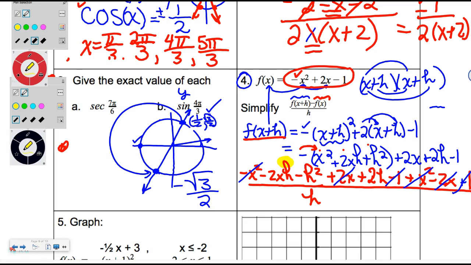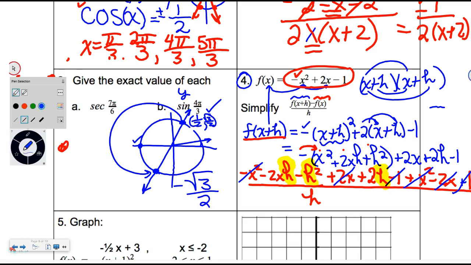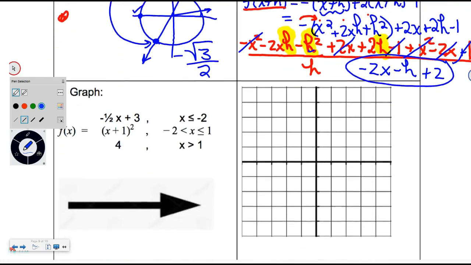But anyway, you're going to factor an h out, an h out, and an h out, and then you can cancel it with the bottom, which means the final answer is negative 2x minus h, because I have to factor it out of here, plus 2. That was the correct final answer. You might want to run through that one a second time.